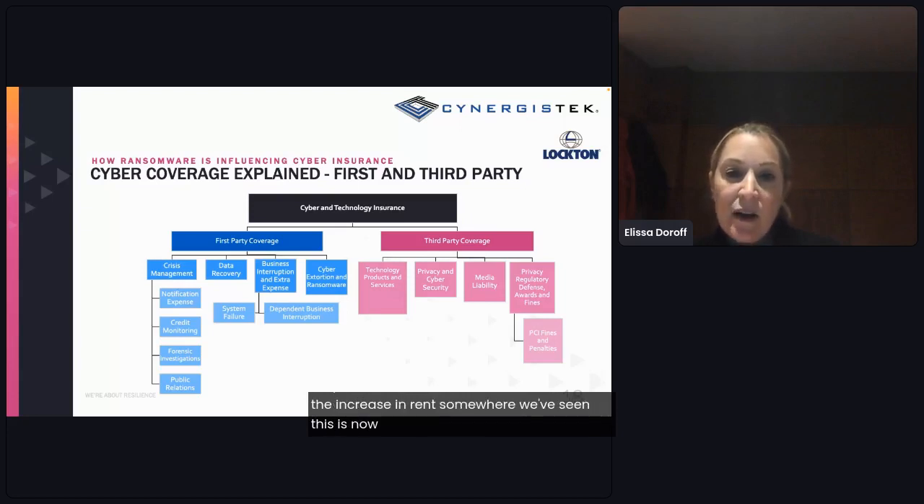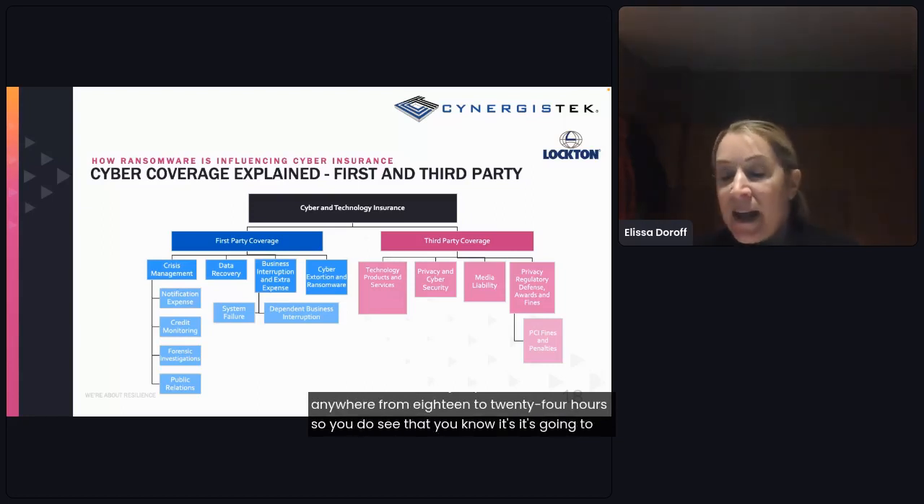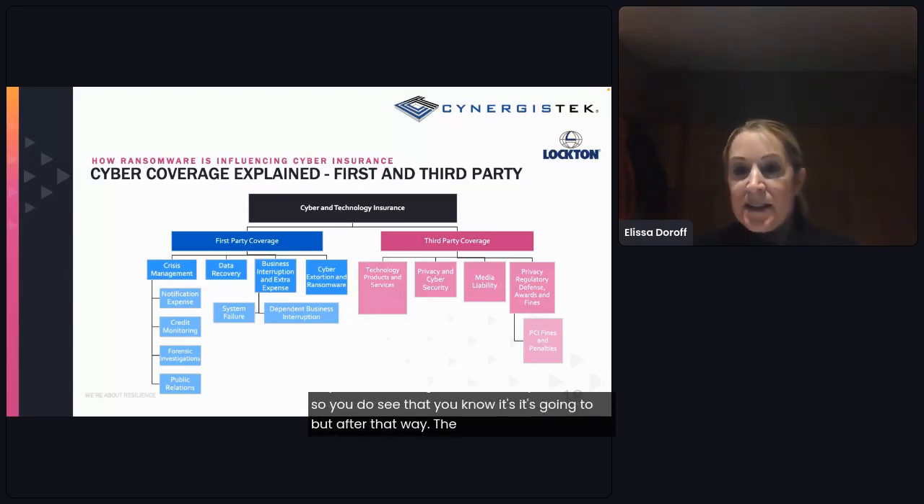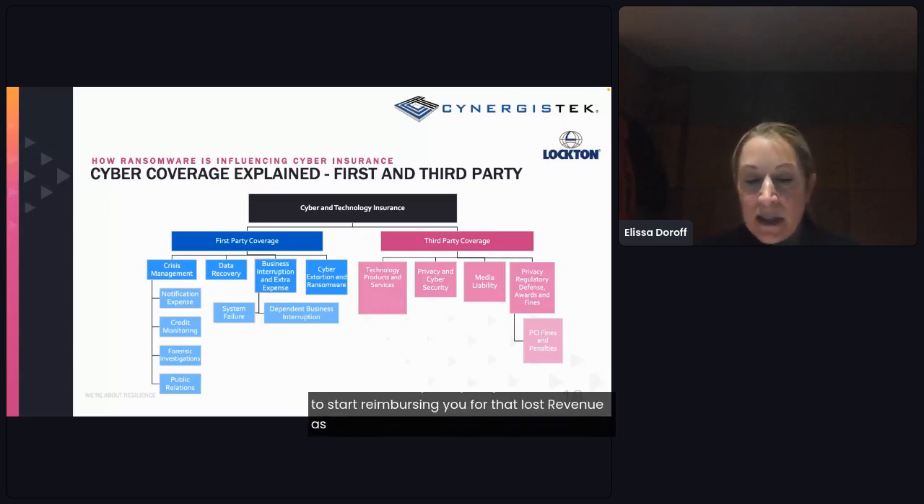We've seen this is now, for the majority of carriers, anywhere from 18 to 24 hours. So you do see that it's gone up. But after that waiting period, the policy itself does kick in to start reimbursing you for that lost revenue, as well as extra expenses, any vendors you need to bring in to get you back up and running as quick as possible. Also, system failure.